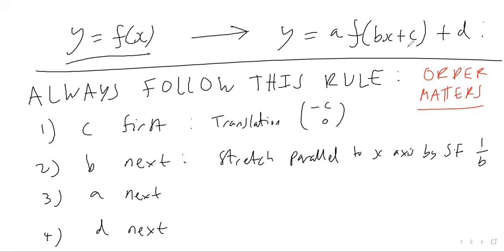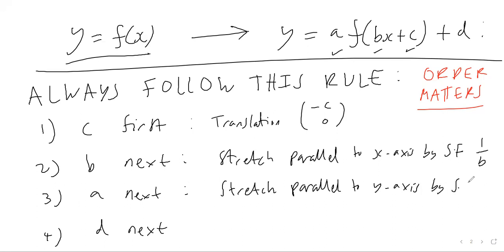Then your next step is, you've done the c there, you've done the b there. The next step is to look at the a, and this is a stretch again, but now we're stretching the y coordinates. So we're stretching parallel to the y-axis, and this is by a scale factor of just a. So we're just multiplying everything by a, so the y coordinates are going up by a factor of a. And then the last step is to do the d. So this again is a translation in the y direction, a translation by a vector of (0, d).